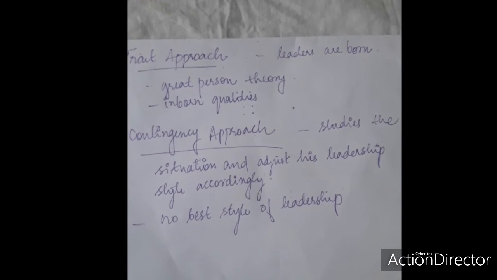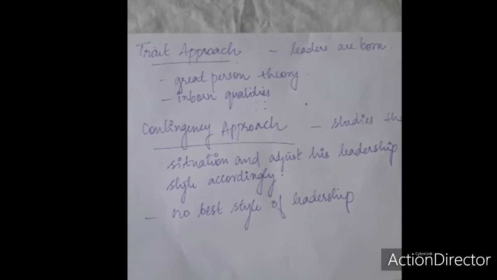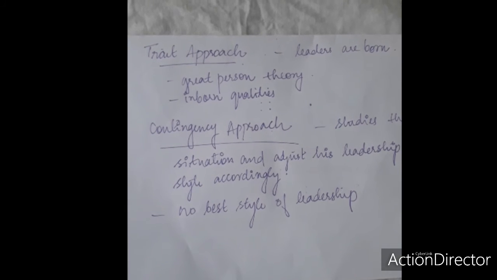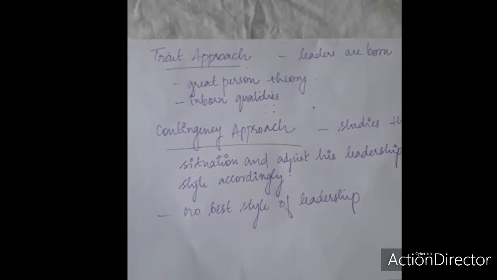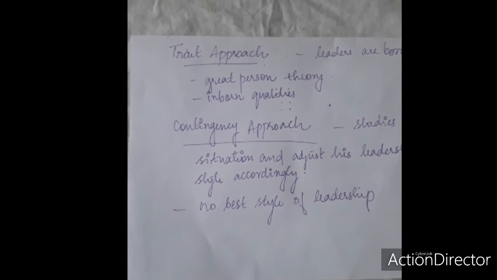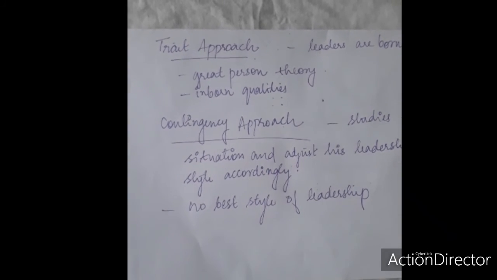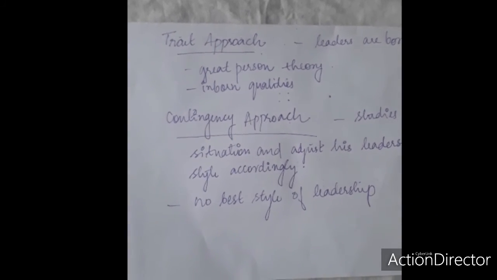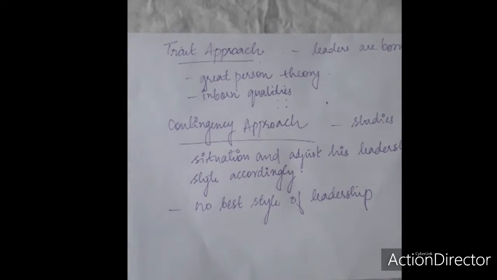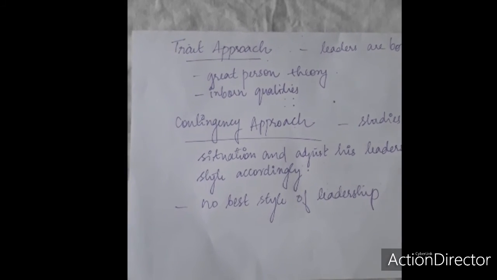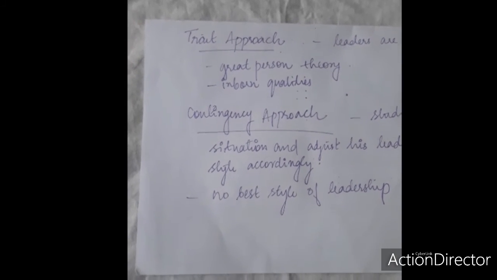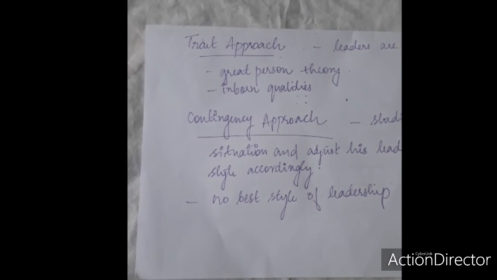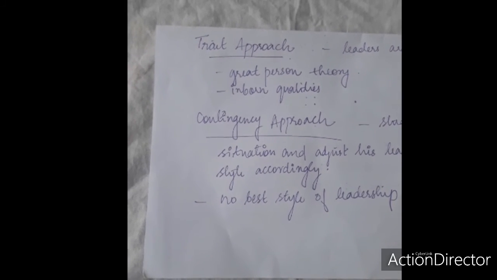The trait approach assumes that leaders are born and not made. This approach is based on the assumption that great leaders possess certain inborn qualities and characteristics that differentiate them from their followers. So it is also called the great person theory. It also maintains that people behave in a particular way because of the strength of the traits they possess. So this theory believes leaders and non-leaders could be differentiated by a universal set of traits and characteristics.